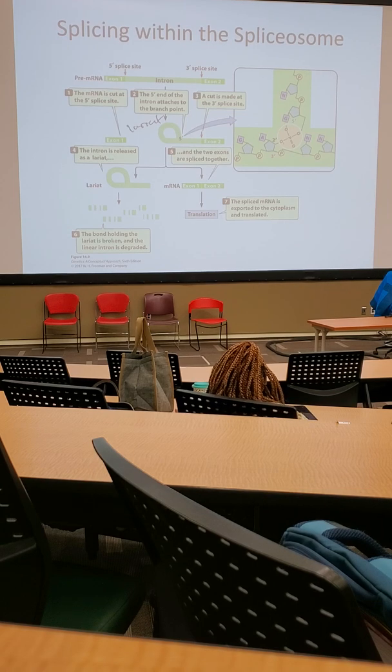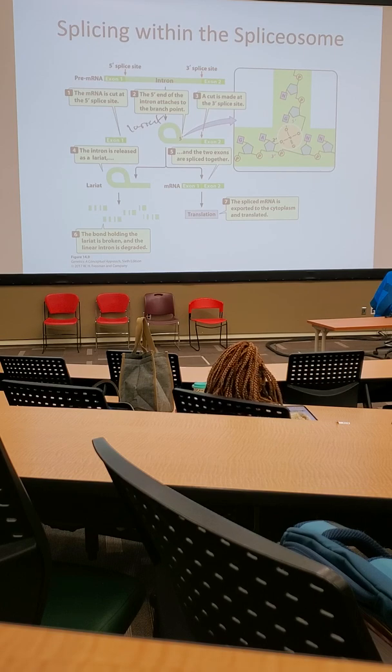A lariat is a rope that has a loop at the end. There's a physical interaction now within this molecule. That's what's so interesting about RNA molecules. They have secondary structure. They can bend and twist in lots of different ways. And then the intron is removed, and something brings the two exons together. So this is trying to show you the lariat, if you saw this figure in the book.